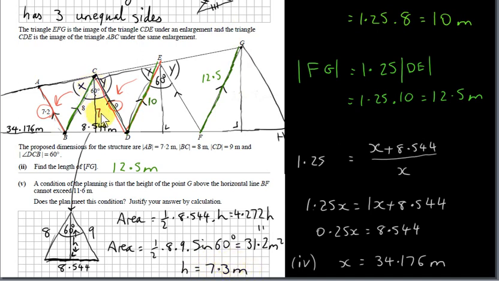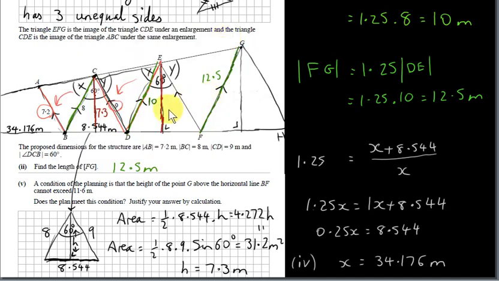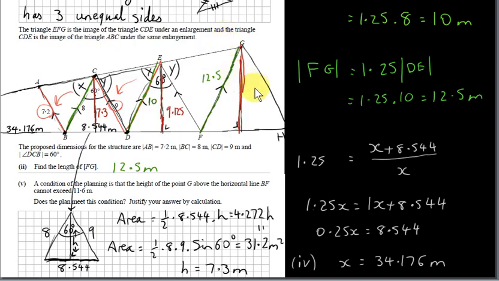So now that we know that the perpendicular height of this triangle is 7.3 meters, we just multiply by 1.25 to get the perpendicular height of this triangle here. 7.3 multiplied by 1.25 is 9.125. So this here is 9.125. And finally, to get this here, we just multiply this by 1.25. Just multiply by the scale factor. All the lengths are scaled up by 1.25. So we get 11.41. Let's write that down to 2 decimal places.